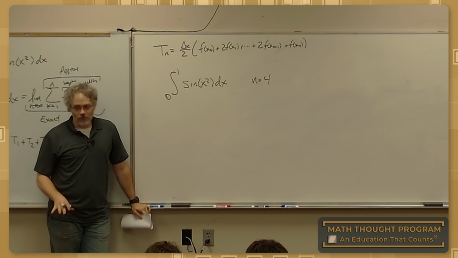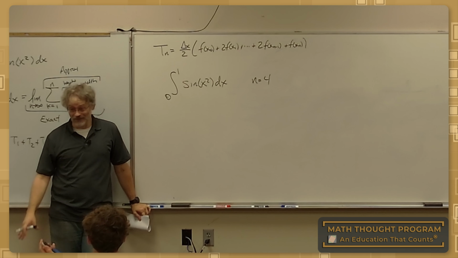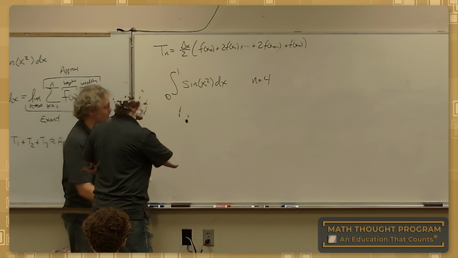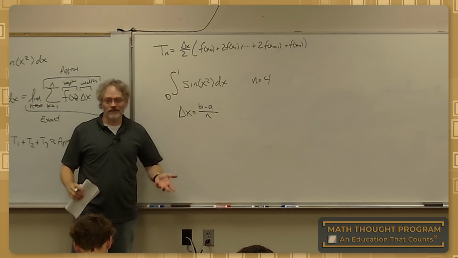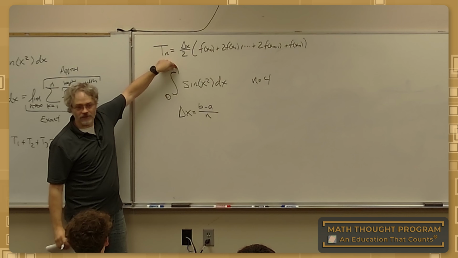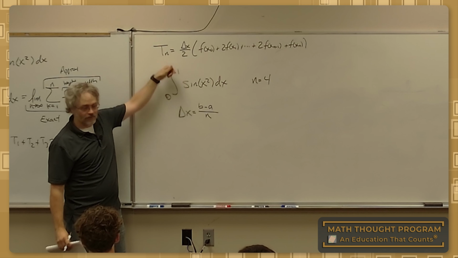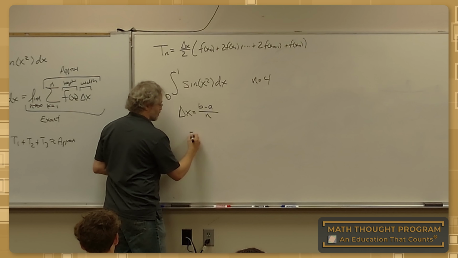So the first thing I want to do here is calculate my delta x. Well, delta x again is going to be b minus a over n. But the problem is, tell me what b was. You didn't say b equals. Where am I going to find b equals? It's right there. It's the upper bound. The lower bound is going to be what your a is. So take it, plug it in.